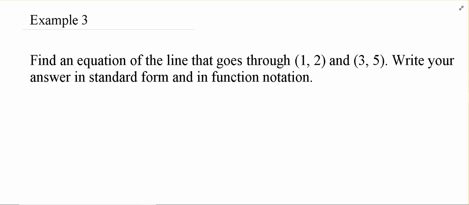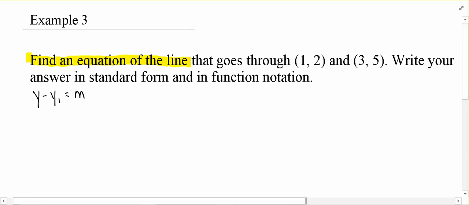Now we're going to step the difficulty up just a tiny little bit. We still have the first same 6 words, find an equation of the line. So before we read any further, we're going to jot down y minus y1 equals m times x minus x1. And we're going to jot down that we need a point and we need a slope.